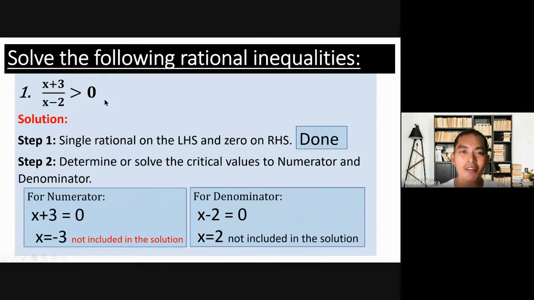Pag may equal dyan, then yung numerator ay included. So in this case, greater than lang siya, so hindi included yung value, yung critical value ng numerator. Ang denominator ay laging hindi kasama because the denominator maging 0, hindi po siya laging kasama.